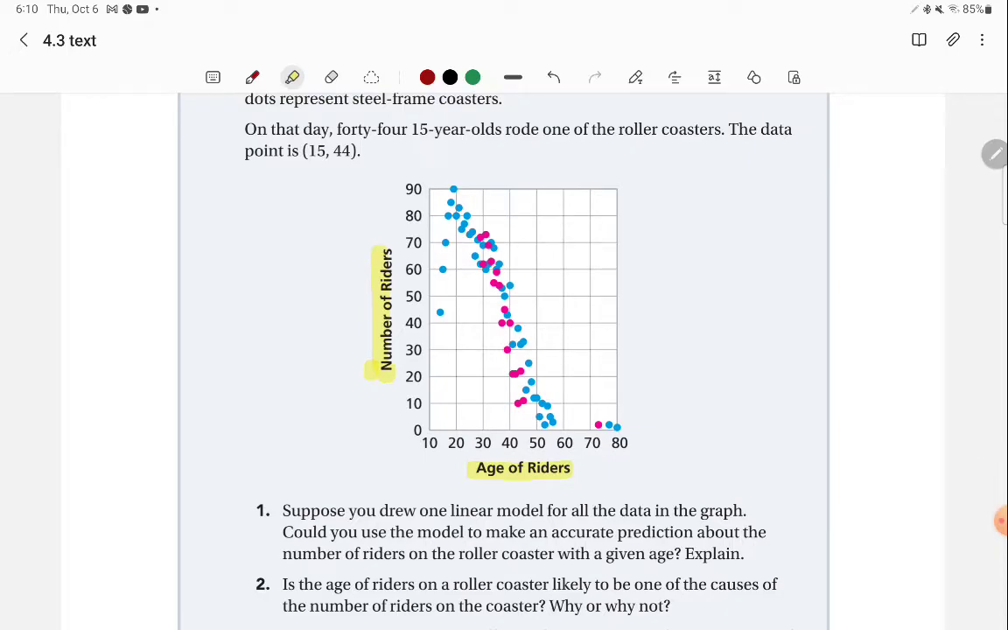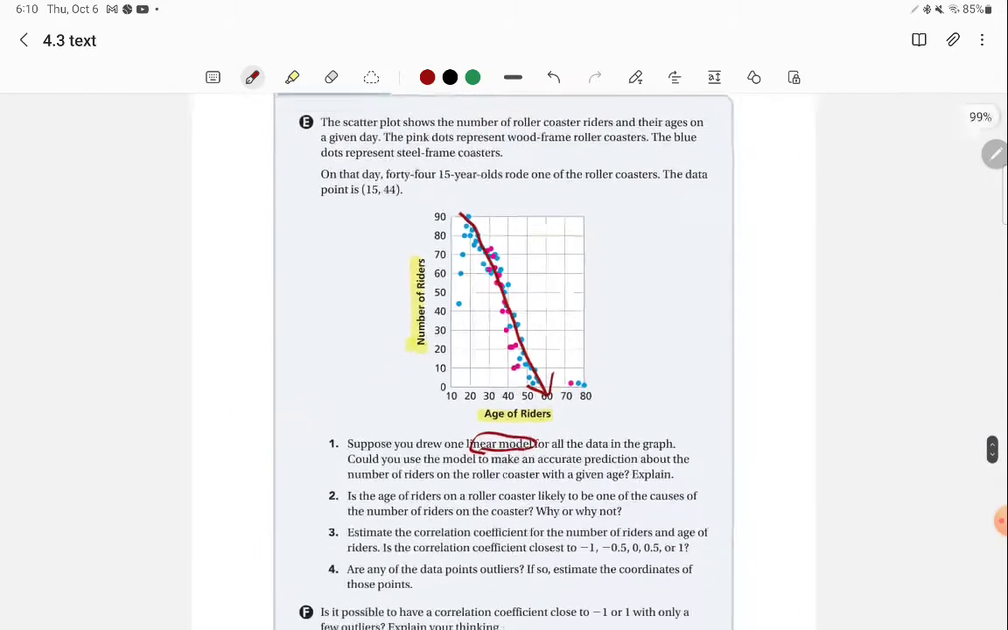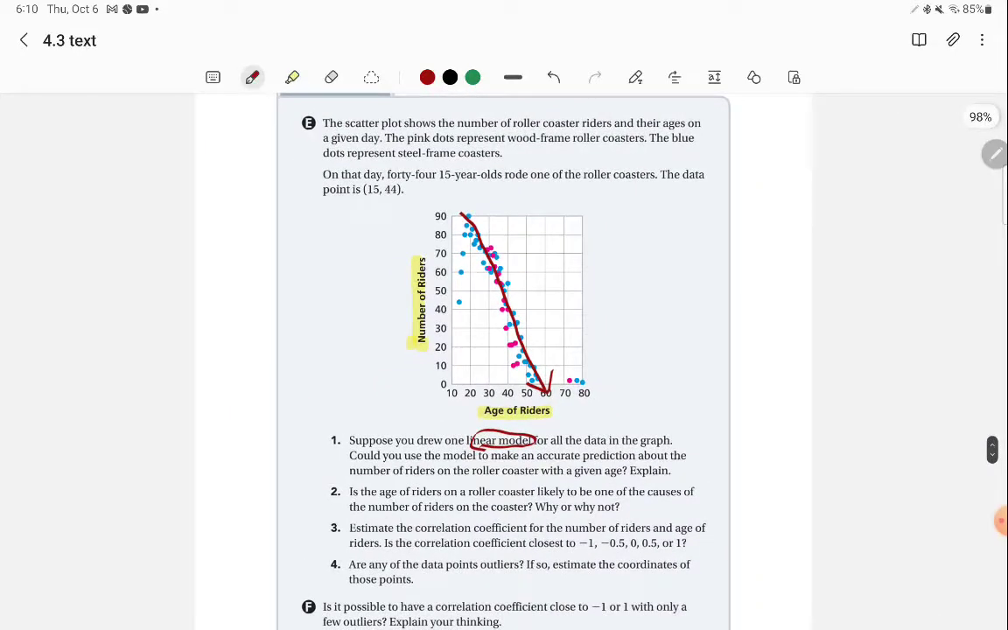If you want to think of a line, don't draw in your book, but think of a line that goes through that. That's our linear model, because it says to draw a linear model. Okay, go ahead and answer these questions 1, 2, 3, and 4 to the best of your ability, and then come back to the video and see how you did.